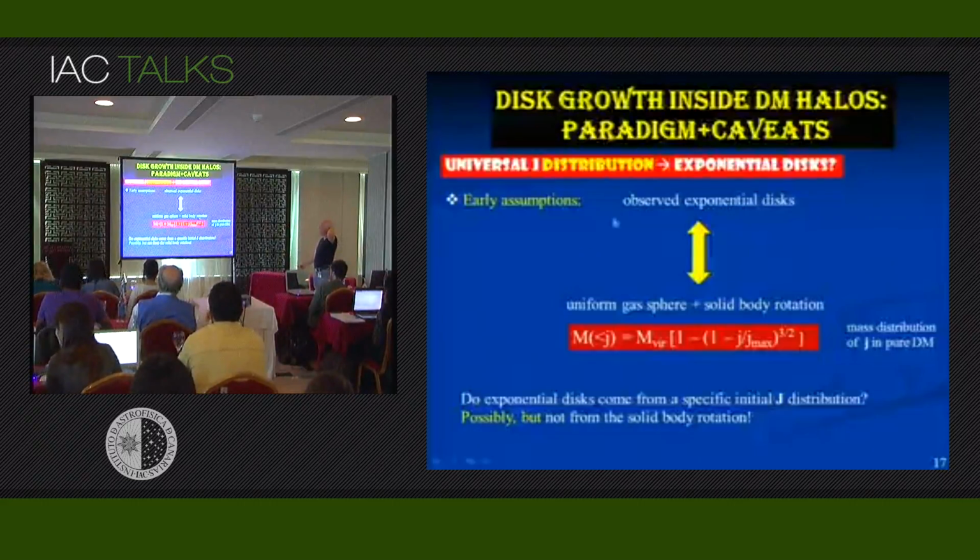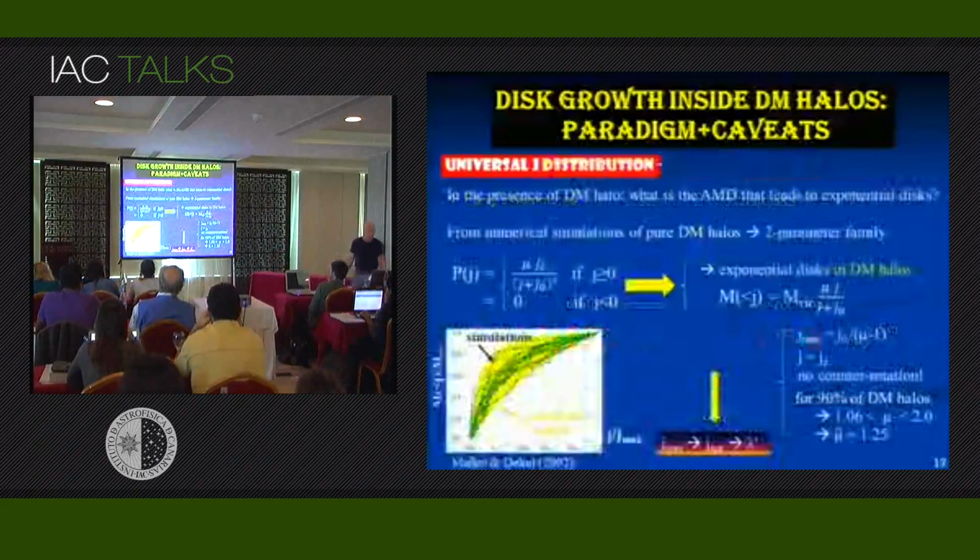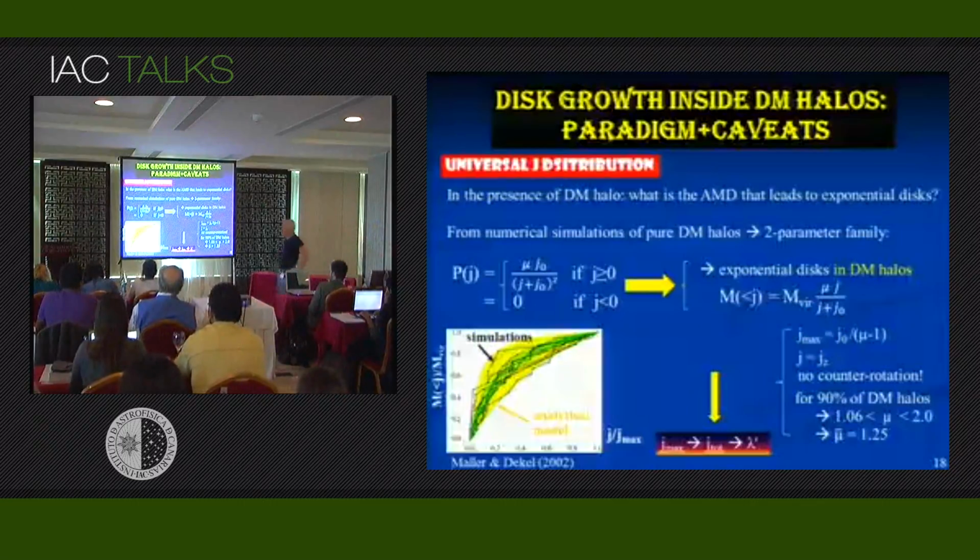That was Freeman. And the idea was, what if we start with a uniform gas sphere in solid body rotation, then we can naturally, conserving angular momentum in baryons, get exponential disks. The answer today is okay, but the initial conditions are not a uniform gas sphere in solid body rotation, although the difference is not so large.